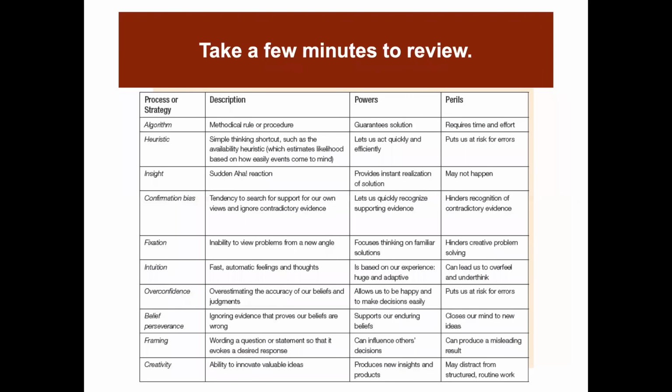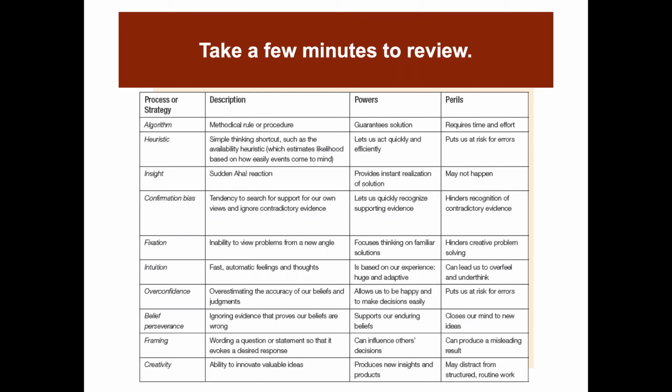So this is a good chart from the textbook, the Myers Psychology for the AP Course 3rd edition, which is the one that these modules are aligned to. This is a good chart to look at, to go over the different processes or strategies, you know, the algorithm, the methodical rule or procedure that guarantees a solution, but it requires time and effort. Or heuristics, which are those mental shortcuts. And they let us act quickly, but they put us at risk for errors.